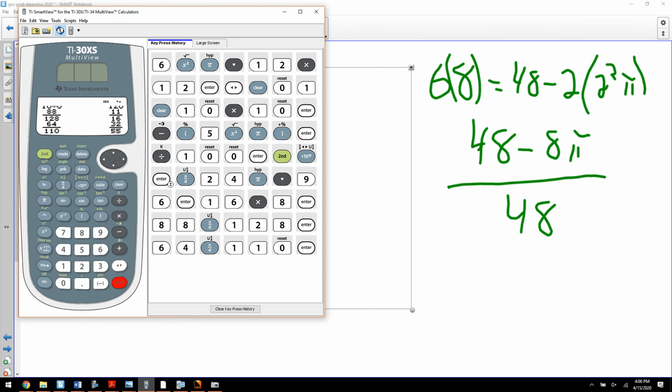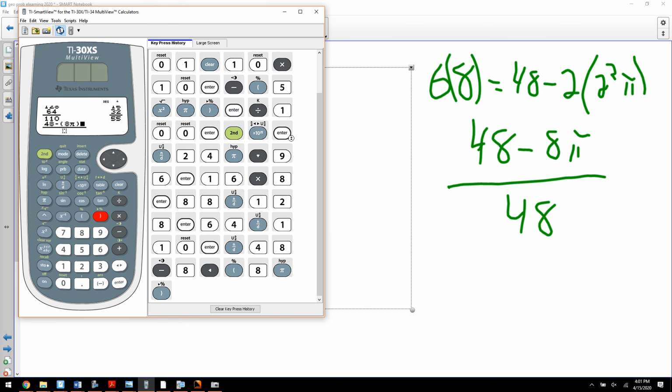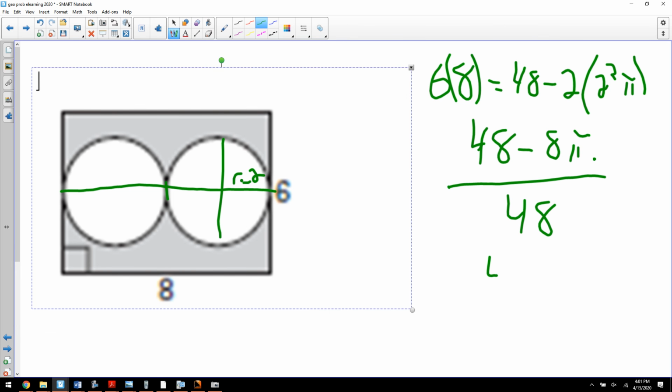So when you go to your calculator, fraction bar, 48 minus, actually, I'm sorry, I have to put that 8 pi part in parentheses. Anytime you have a multiplication with a pi value, you have to throw it in parentheses when you're subtracting it, otherwise it'll get messed up. And then you just divide it out by the 48, and you get 0.48.